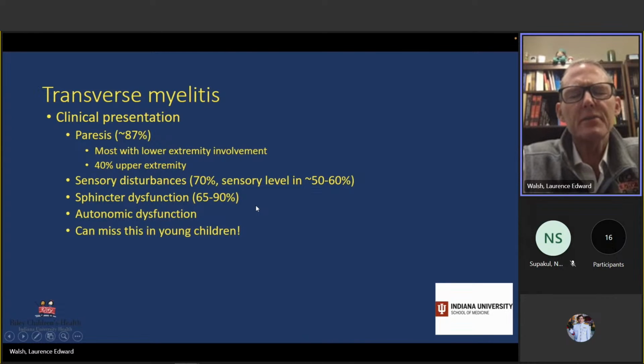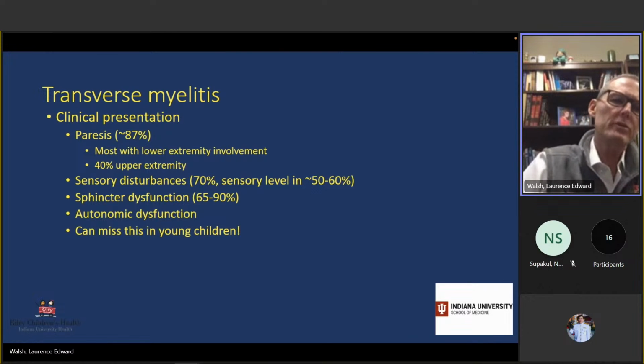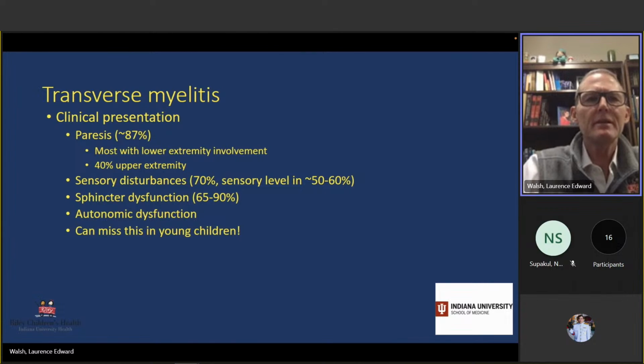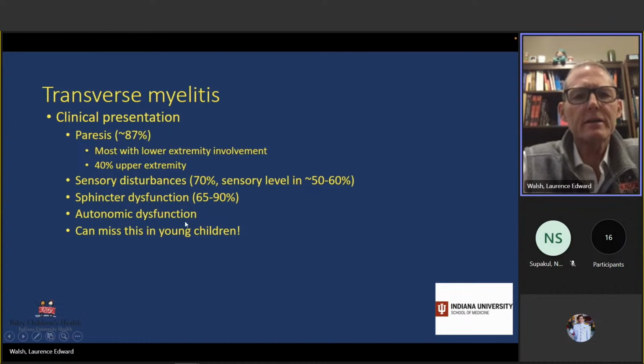And then autonomic dysfunction. If you have a giant central cord, holocord lesion involving your thoracic and upper lumbar spine, your sympathetic nervous system probably isn't going to do well. And these children can be quite sick with autonomic dysfunction because of that.